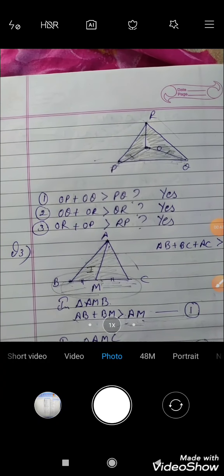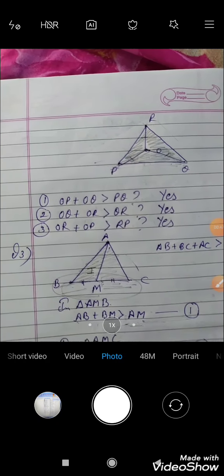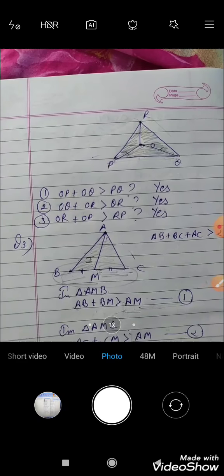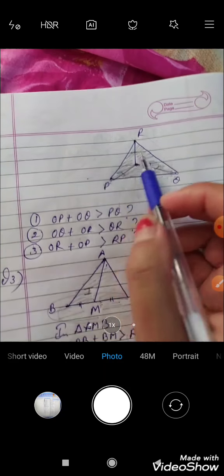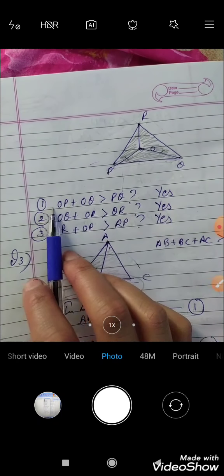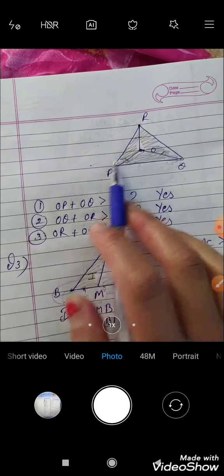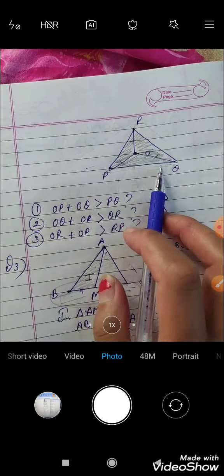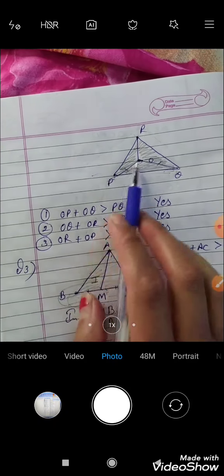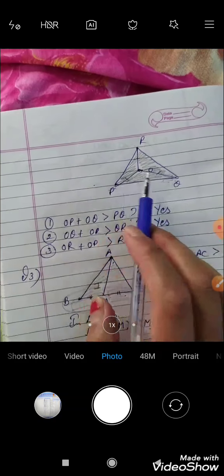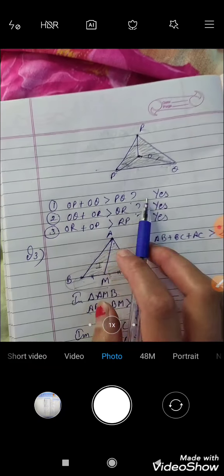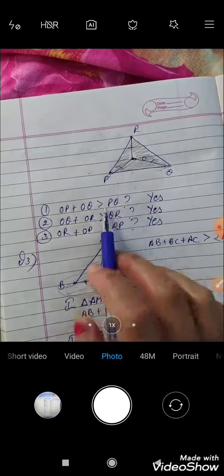For solving the second question, first we construct a triangle PQR and in its interior we take a point O and then we join OP, OQ and OR. Now first we move to our first part, and our first part is OP plus OQ is greater than PQ. So these three sides are the parts of triangle OPQ, and in every triangle the sum of two sides is always greater than its third side. So here we can write yes.